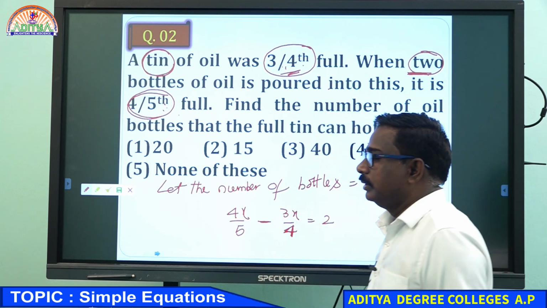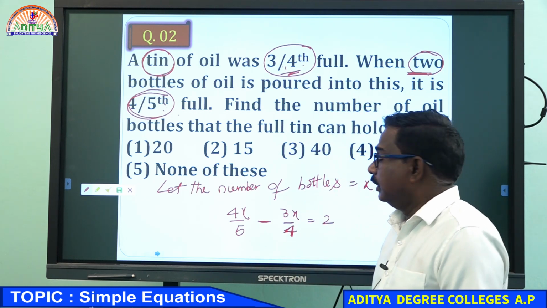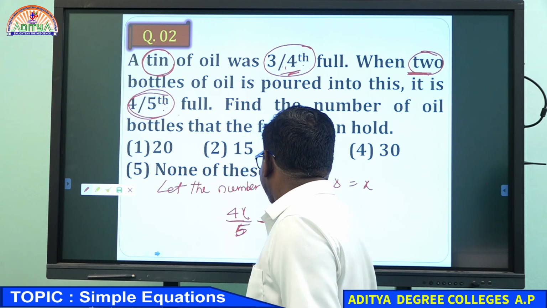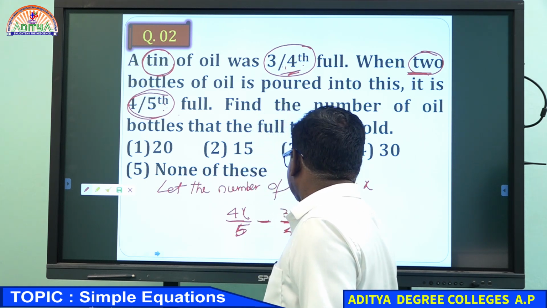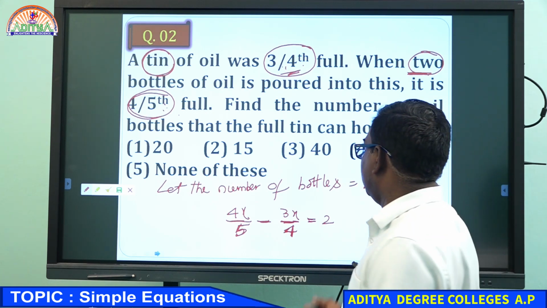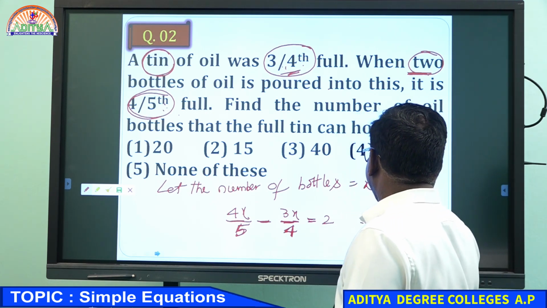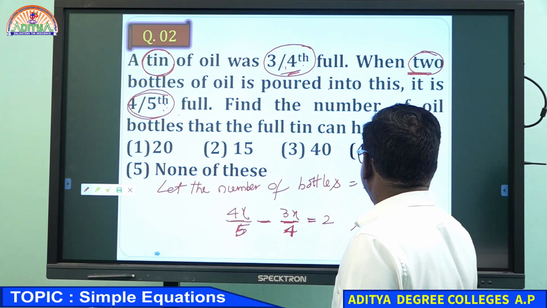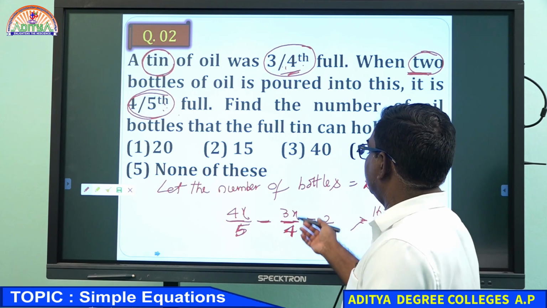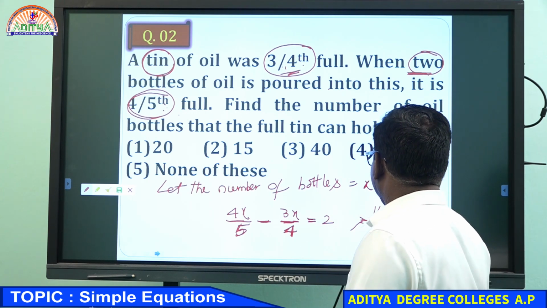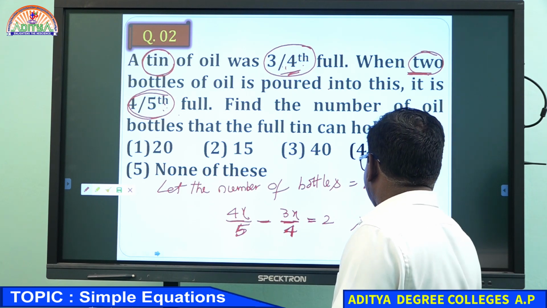If you solve it, you will get 4/5 x minus 3/4 x equal to 2. So what is the answer here? 20 is the LCM. 5 will go 4 times, 4 4s are 16. 4 will go 5 times, 5 3s are 15. Equal to 20. So X equals 40 bottles, not 20. 40 bottles.